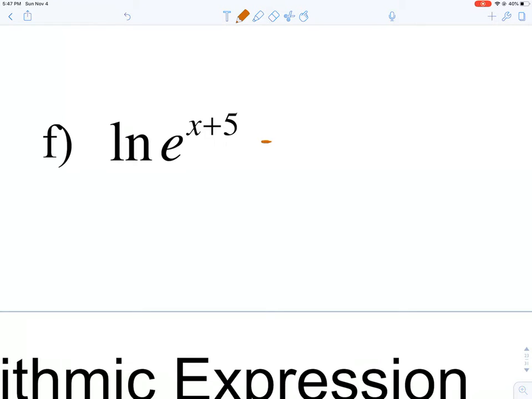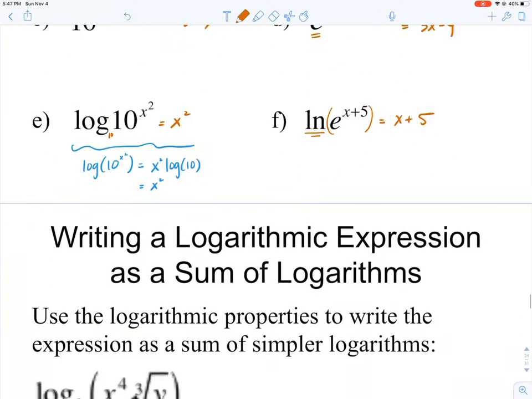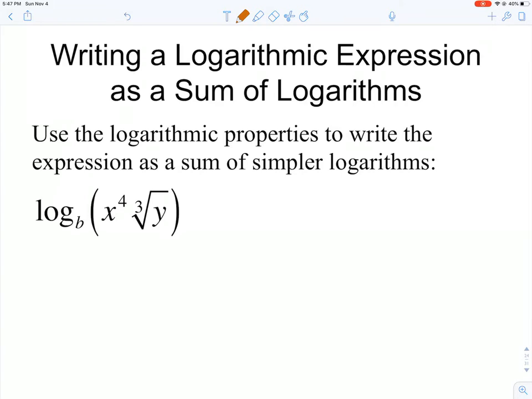Okay, and this will just end up being x plus 5. Okay, same base, right? Ln is log base e of e to the x plus 5 power, so that'll just be equal to x plus 5. Okay, so we are practicing simplifying or rewriting logarithmic expressions because we're going to be using these skills when we are solving exponential and logarithmic equations in the next section.